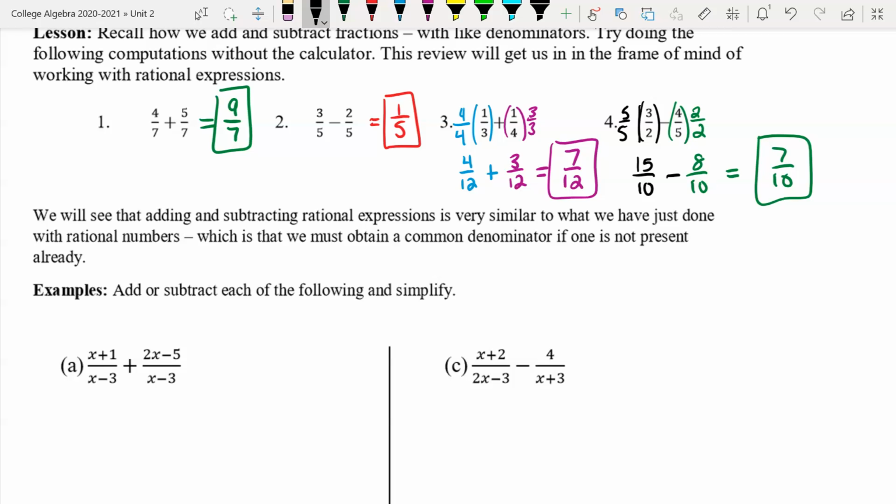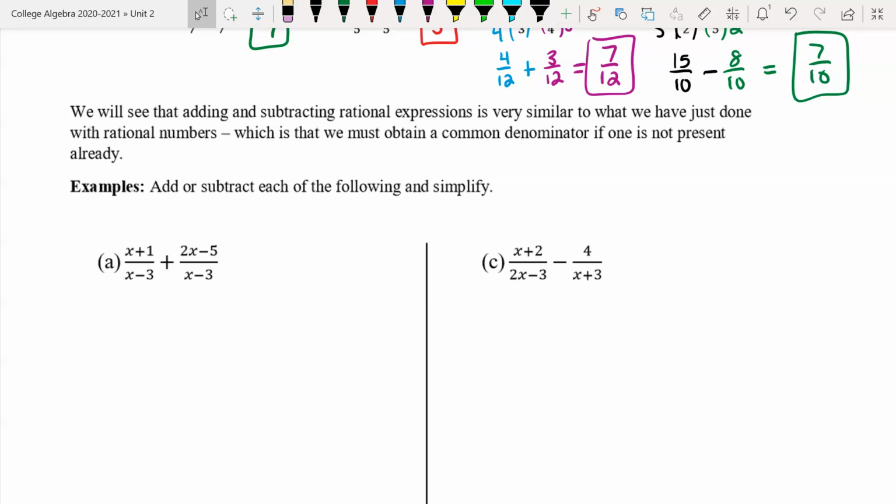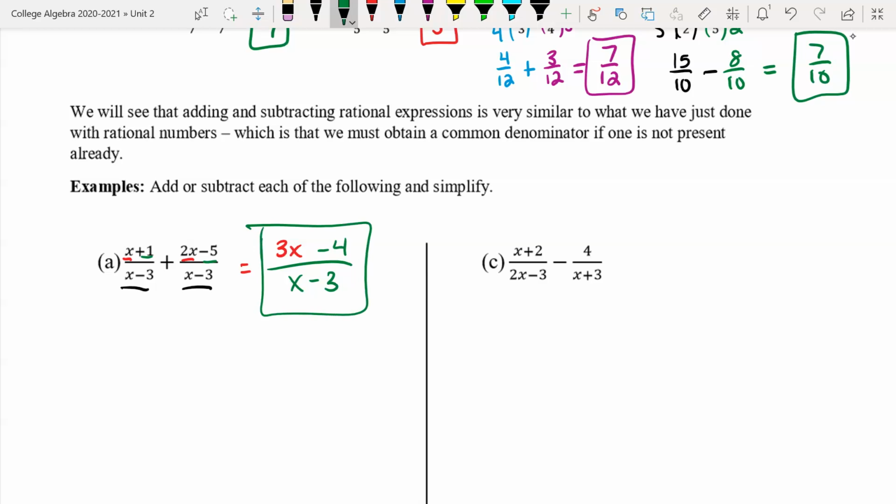So the first one is kind of easy. It says x plus 1 over x minus 3 plus 2x minus 5 over x minus 3. When we add these, they already have the same denominator, so I'm just going to add the things on top. I just combine like terms like normal. So x plus 2x gives me 3x, 1 minus 5 gives me -4, all over x minus 3. The denominator does not change.